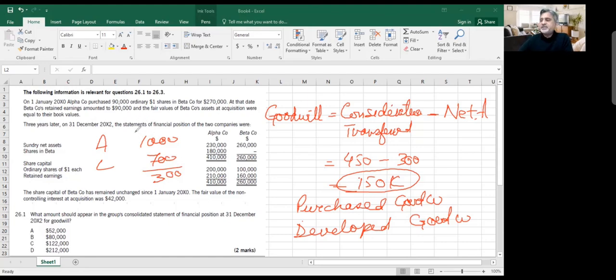He has done some efforts. He has developed his business, but he cannot quantify it. So developed goodwill is never shown in the books. Purchased goodwill will go into the books. The goodwill which is purchased goes into the books. Because why do we say that?